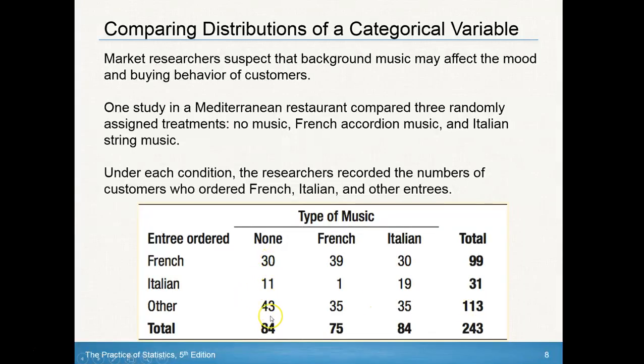Now also notice we have a total in our column. So 84 people did not listen to any music, 75 listened to French, and 84 listened to Italian. Now you always want to find this total right here. This is the total of the table and they should match. Your total from your column should equal the total from your rows. So when you add this, it should be 243. Add this, it should also be 243.